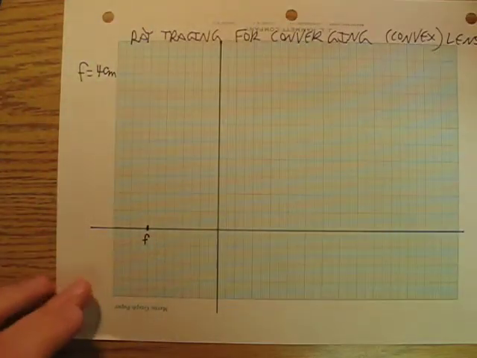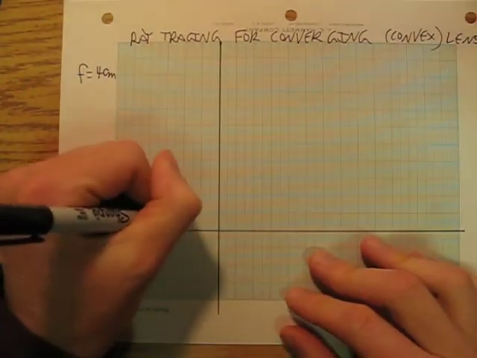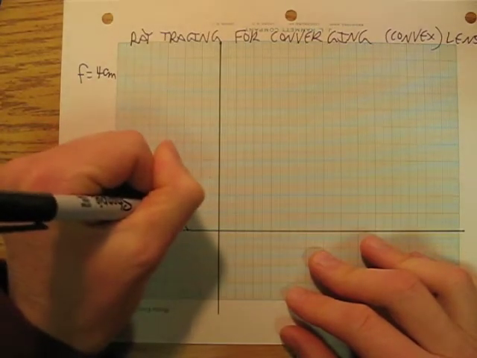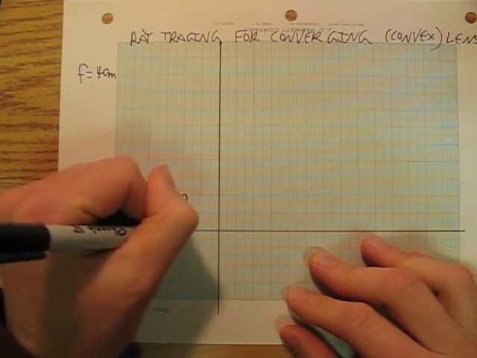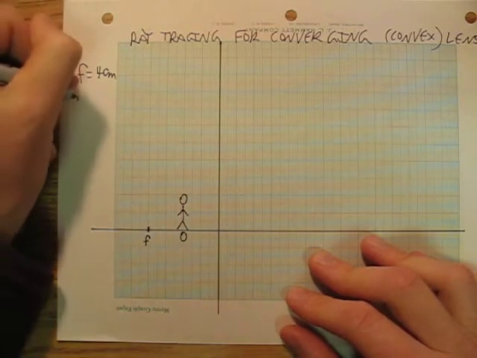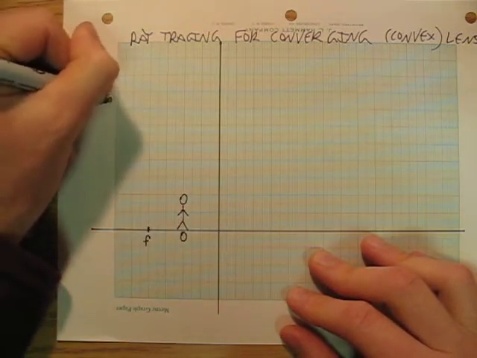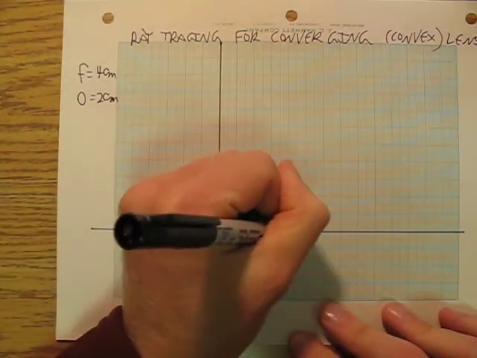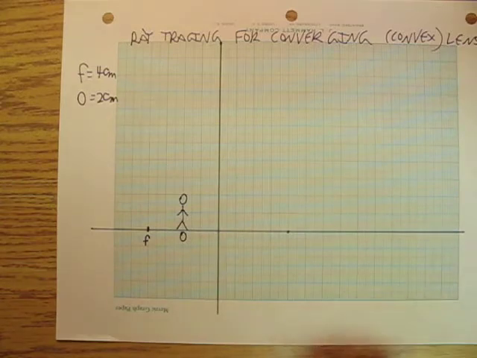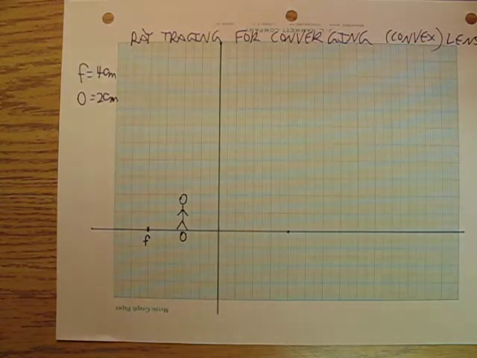And I'm going to put my object here. I'm going to make them kind of small. So my object is 2 centimeters. And there's going to be another focus over here. Oh, I botched this one. I totally botched it. And you'll see why in a second.